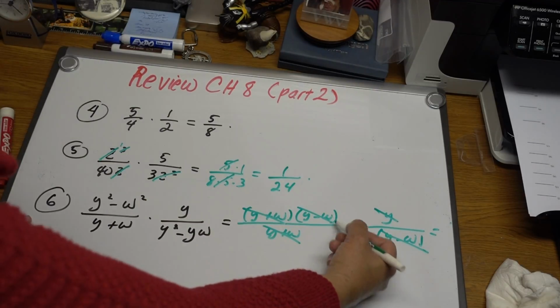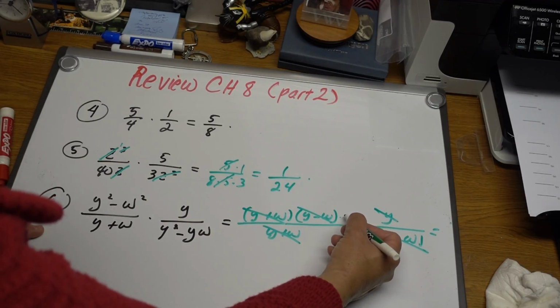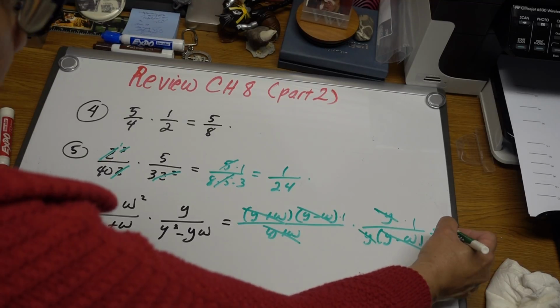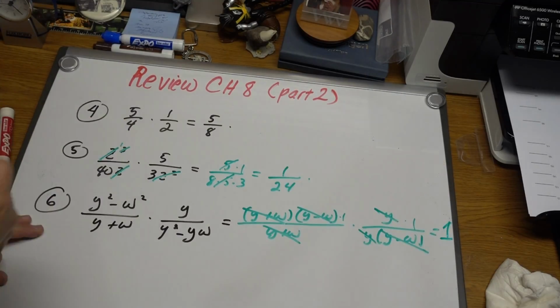So remember, when that happens, you always get 1 here and 1 here. So we have 1 times 1. The answer for number 6 is 1.